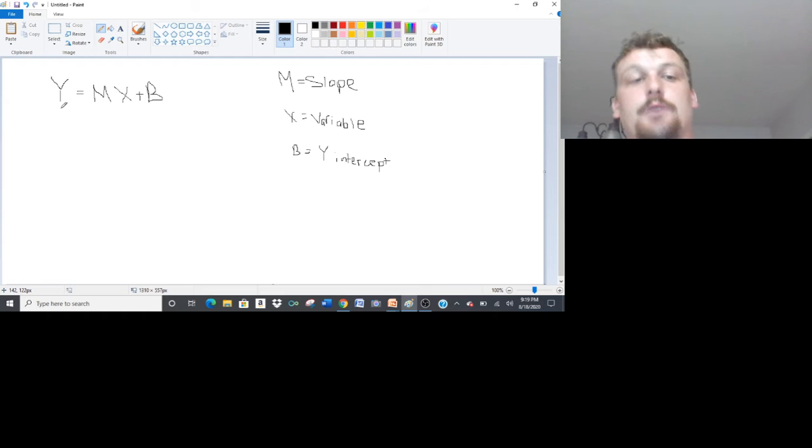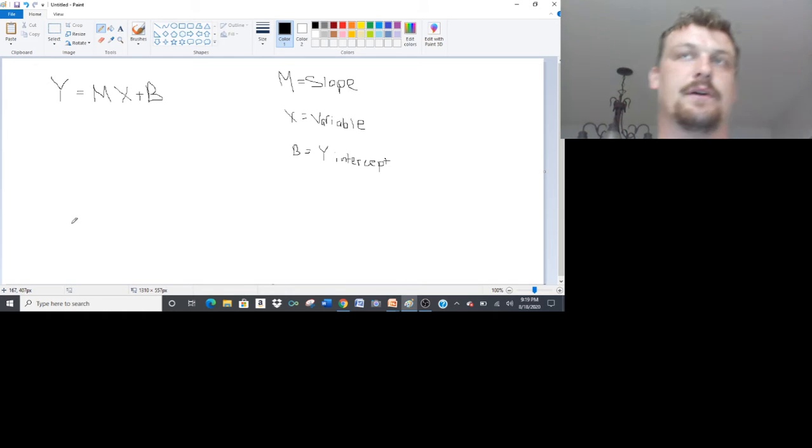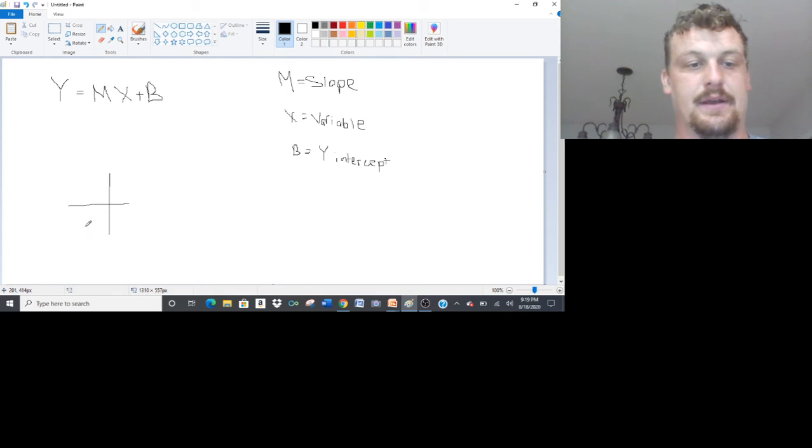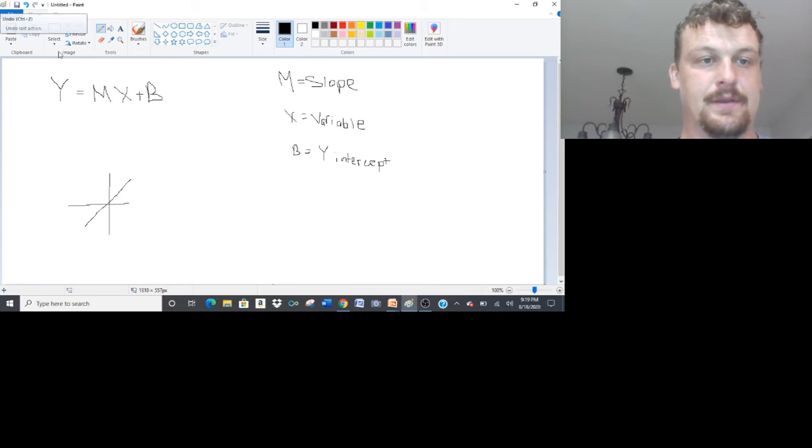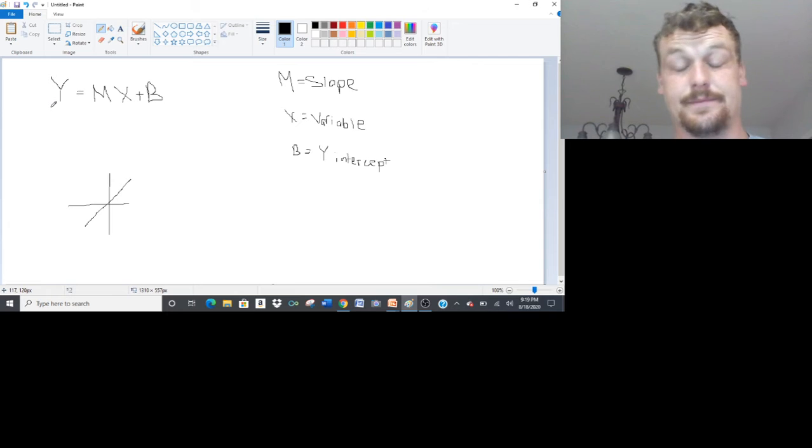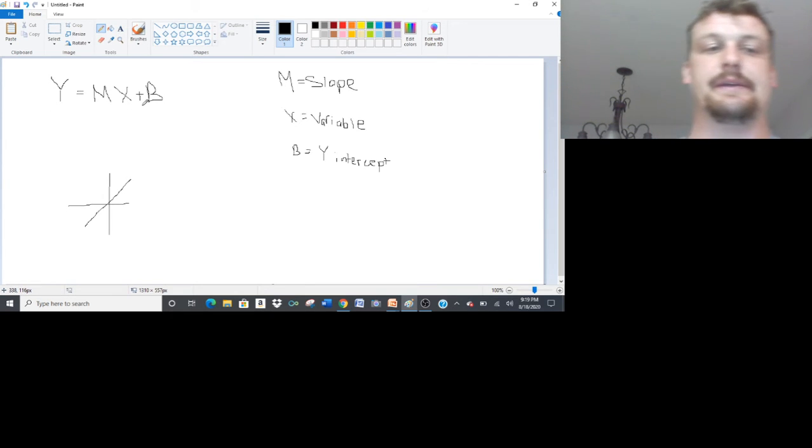We're going over the slope-intercept form of linear functions. A linear function is a function. Say this is your graph: it is a straight line. It is constant. So the slope-intercept form is y equals mx plus b.